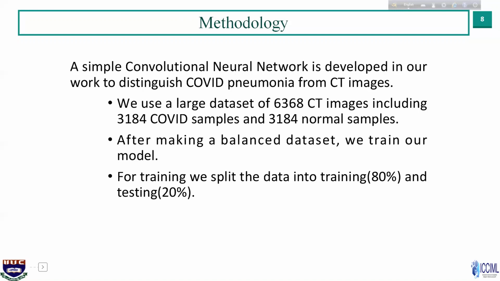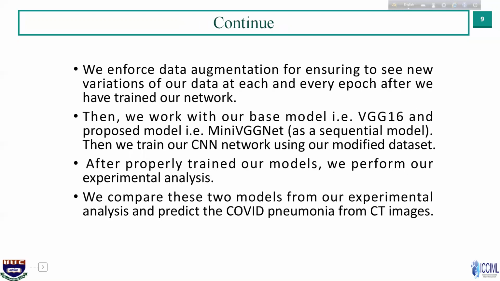For training purposes, we split our dataset into training and testing. 80% is reserved for training and 20% is reserved for testing. We apply data augmentation to ensure the network sees new variations of our data at each and every epoch. Then we work with our base model, that is VGG 16, and after that we work with our proposed model, that is MiniVGGNet, which is a sequential model. Then we train our CNN network using our modified dataset.